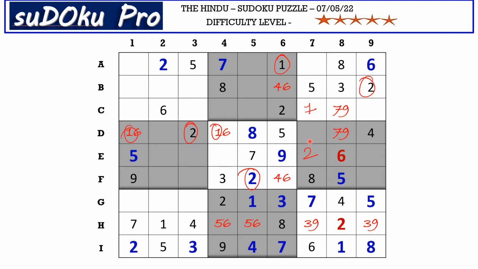Now there are 3 missing numbers, that is 4, 3 and 9 missing here. You have 4 blocking here, so 3, 9 pair goes here. Now we have a matching pair 3, 9 in column 7. Now the only missing number is 4.